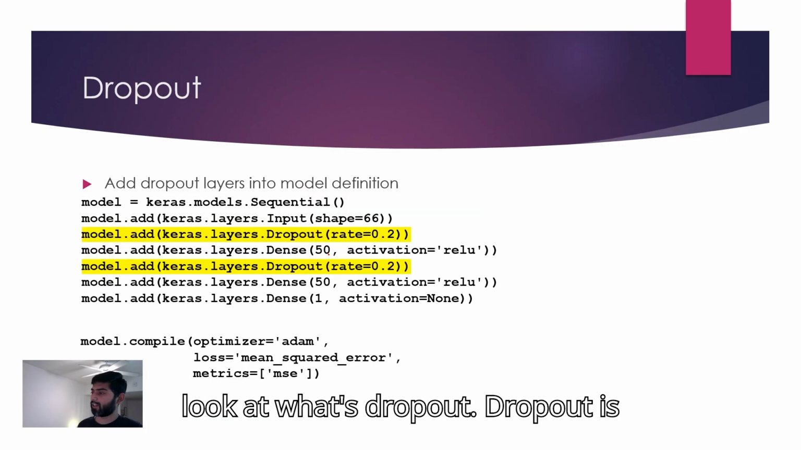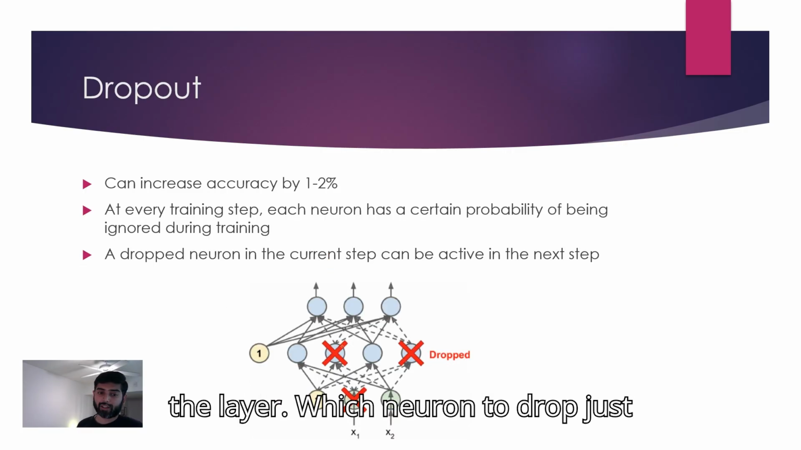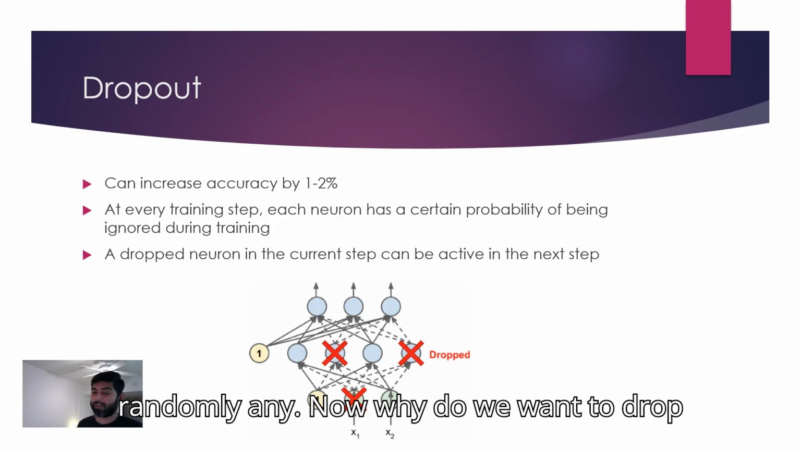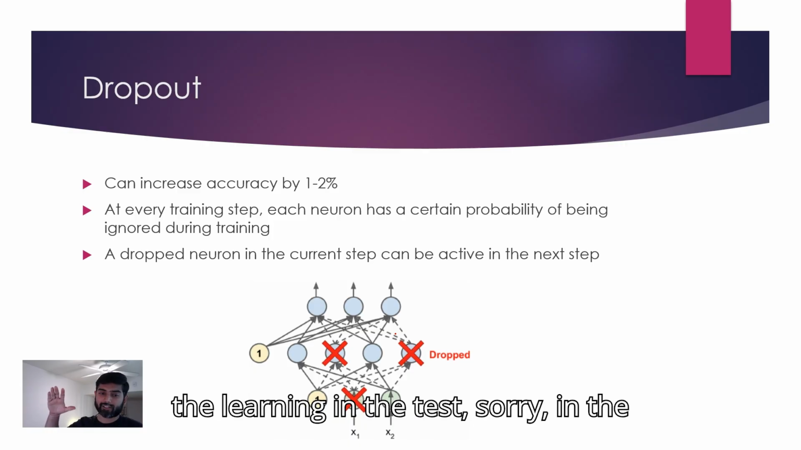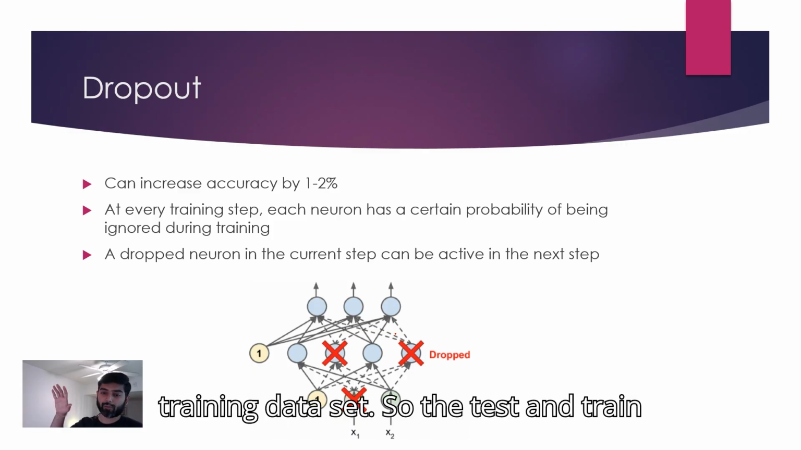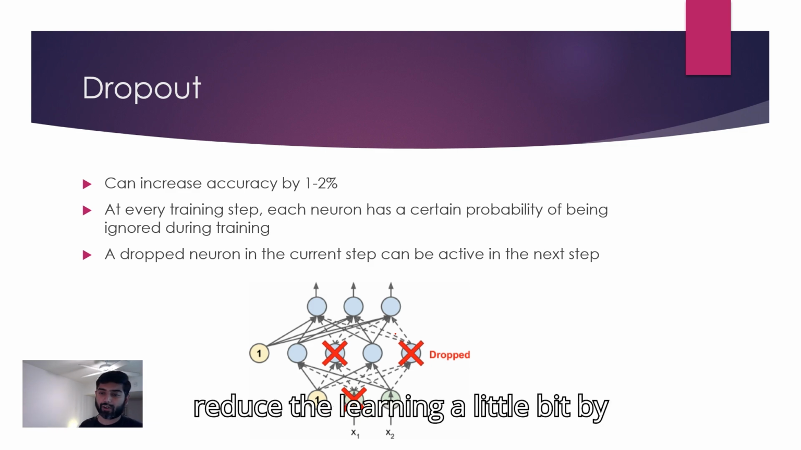Let's look at what early stopping is, but first let's look at what dropout is. Dropout is essentially dropping out a neuron in the layer. Which neuron to drop? Just randomly any. Now, why do we want to drop out the neuron? We want to reduce the learning on the train data set, so the test and train accuracy come out to be closer. So we reduce the learning a little bit by randomly dropping out the neurons.